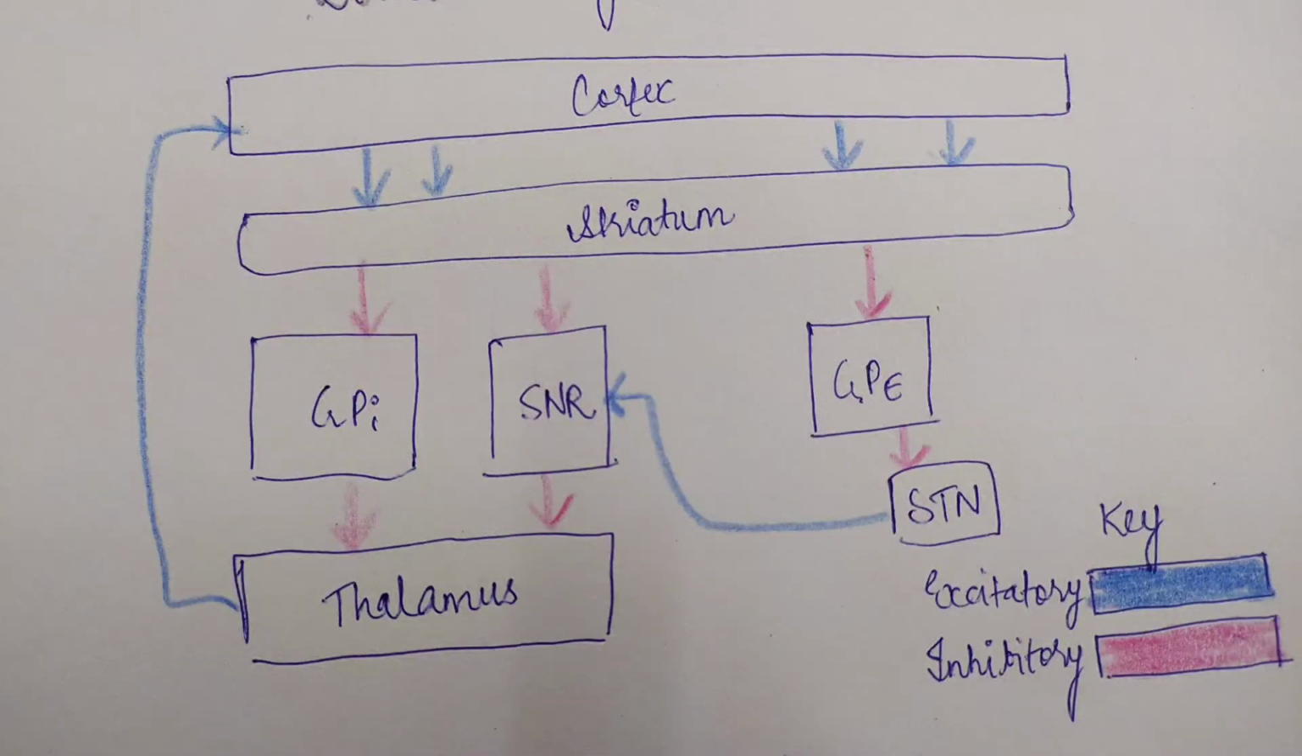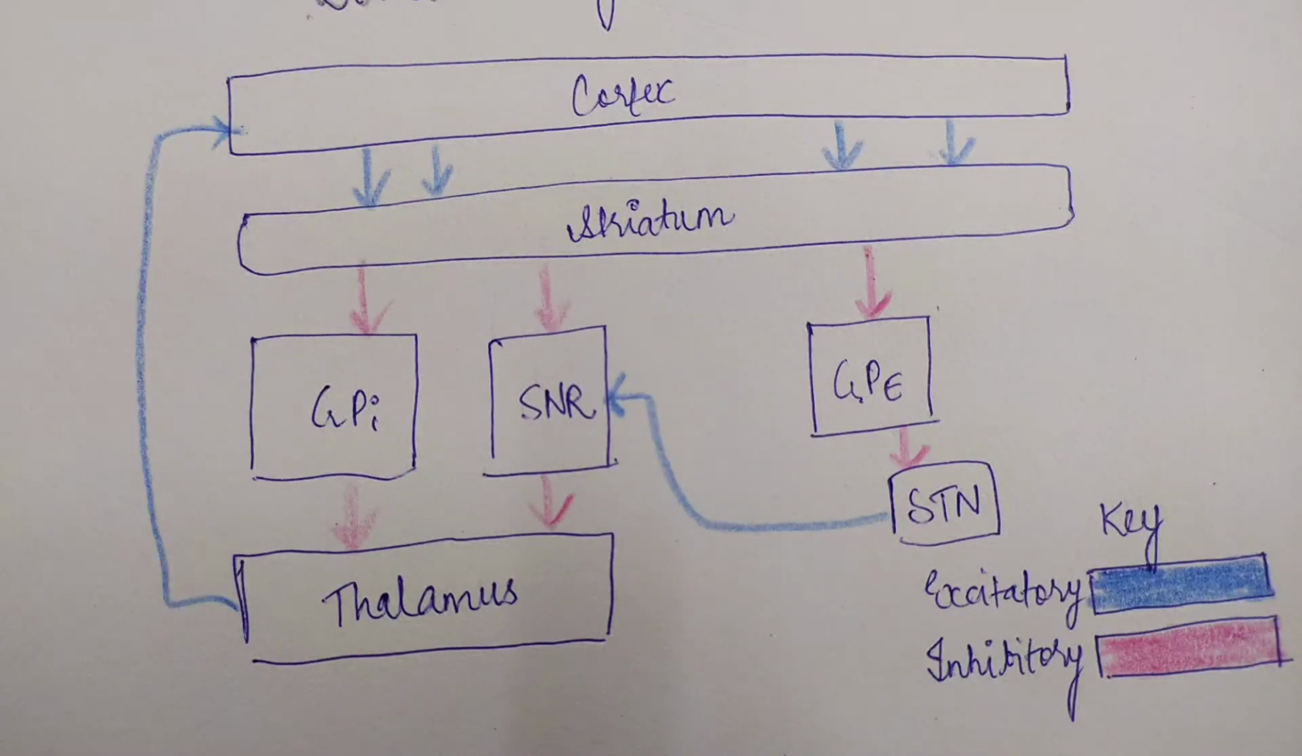The indirect pathway acts to inhibit the cortex. Inhibitory connections from striatum end in globus pallidus external and subthalamic nucleus, which excites the substantia nigra pars reticularis, enabling it to inhibit the thalamus, which is in turn unable to excite the cortex.